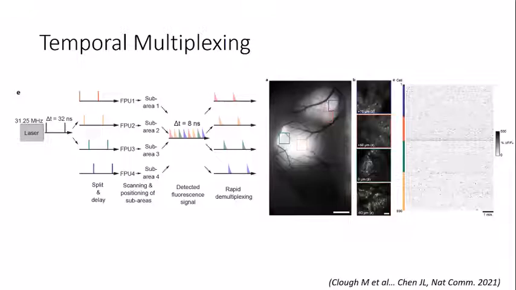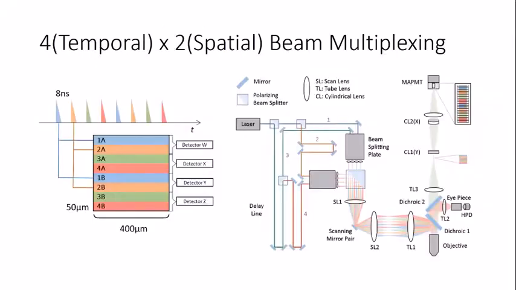And for temporal, also, if you look at this figure, you'd say there's only a certain number of pulses that we can actually fit into the pulse interval. So the system we have now developed is a 4x2 beam multiplexing system. So 4 is 4 times temporal.